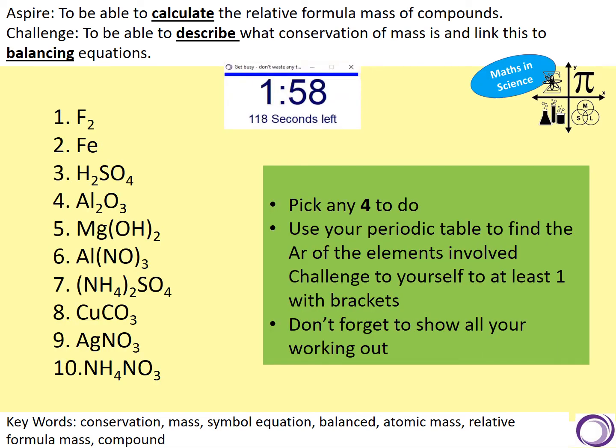So this is your turn. I'm not asking you to do all 10 of them, but you might have time to do so. I'm asking you to pick 4. Use the periodic table to find the atomic mass of the elements involved. Challenge yourself to do at least one of the ones with brackets in it. And don't forget to show any working out of anything that you are doing. So you have 2 minutes to get 4 done.